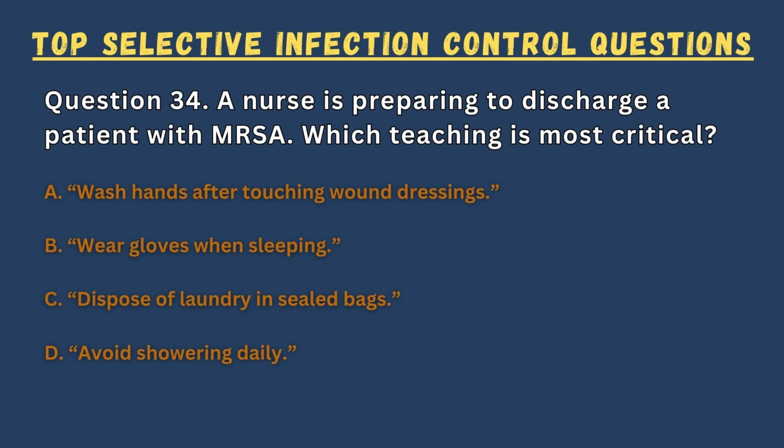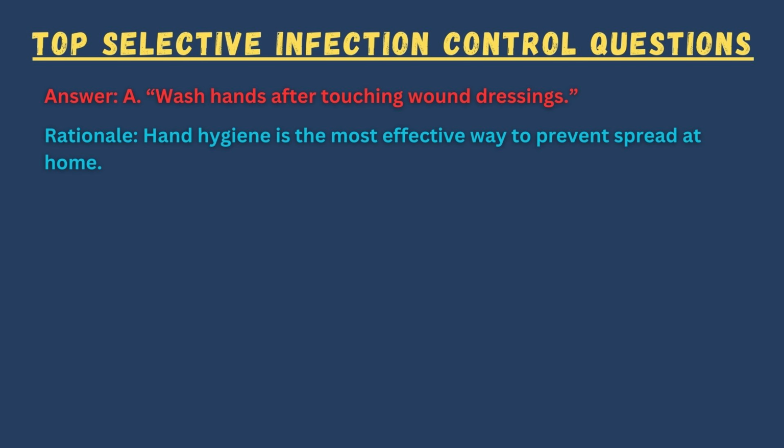Question 34. A nurse is preparing to discharge a patient with MRSA. Which teaching is most critical? A. Wash hands after touching wound dressings. B. Wear gloves when sleeping. C. Dispose of laundry in sealed bags. D. Avoid showering daily. Answer. A. Wash hands after touching wound dressings. Rationale. Hand hygiene is the most effective way to prevent spread at home.